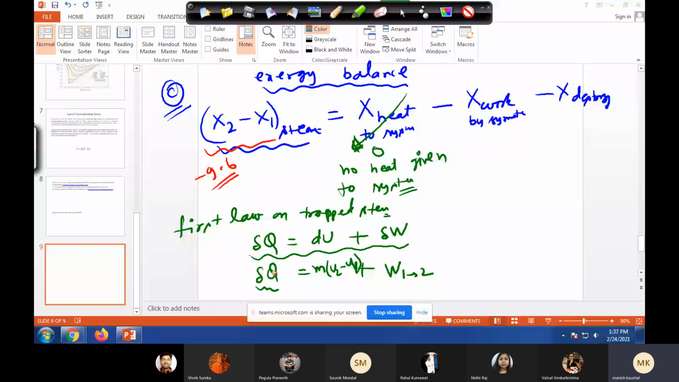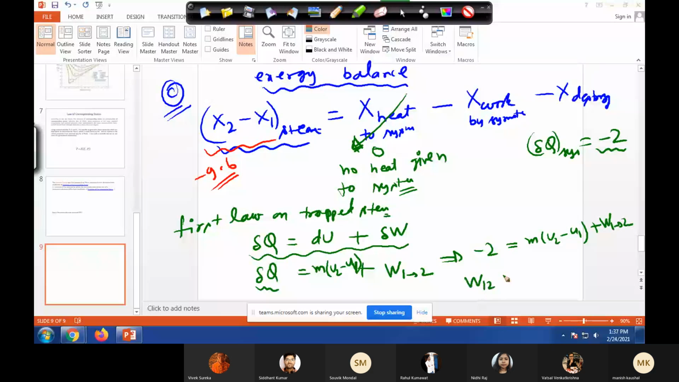Now, if anything is given in this problem, you see that it's written that the heat loss from the system is 2 kilojoule. So this dou Q of the system, since it is rejecting heat, is minus 2. So you know this dou Q is minus 2, you know u2 and u1, so you can calculate W12. And W12 comes out to be, if we put in values, 8.8 kilojoule. Is it equal to X work by system? No.